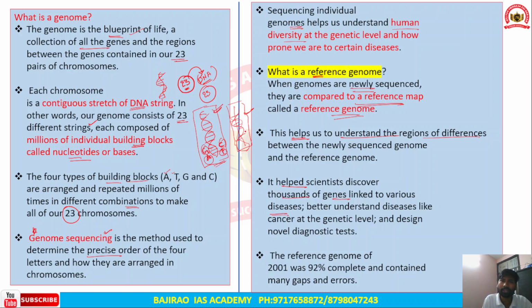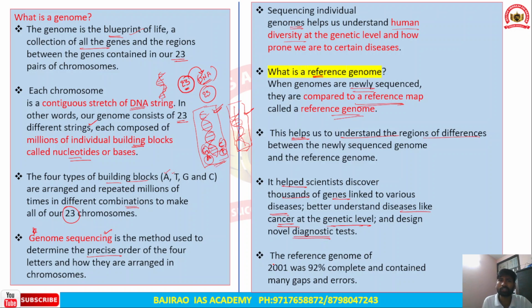Invariably, in human beings there are several diseases which are linked to the genetic structure or genetic mutations. So when we have done genome sequencing and we have a reference genome, that will help us understand the genes linked to various diseases, and help us better understand diseases like cancer at the genetic level, and we can also design novel diagnostic tests or diagnostic methods.